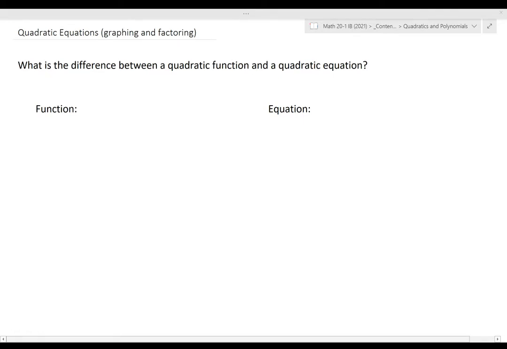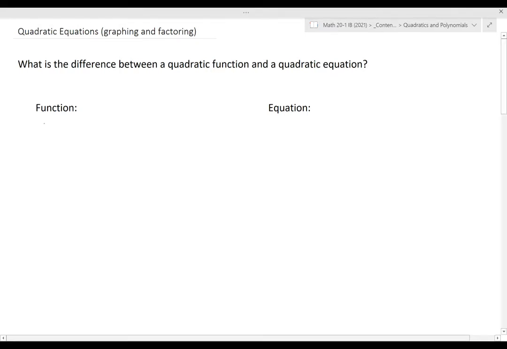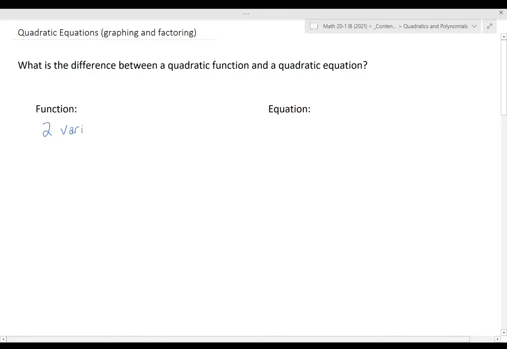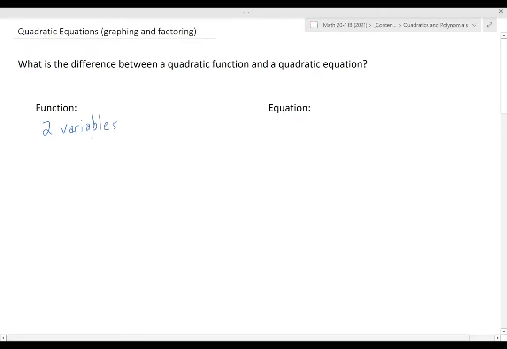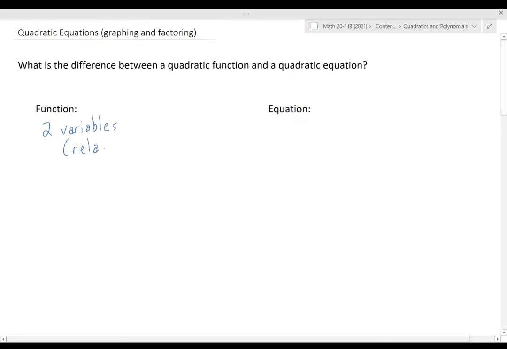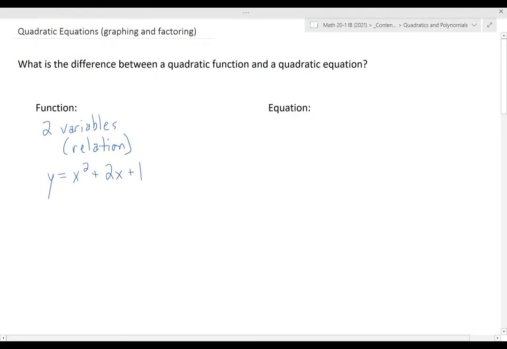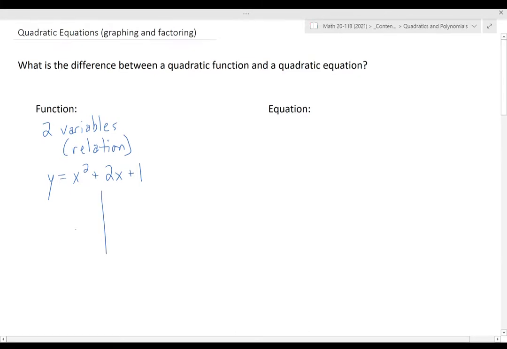A quadratic equation is slightly different from a quadratic function in its form and also in what we can do with it. The quadratic functions that we've been looking at generally have two variables. They are a relation that exists usually between x and y. So we can have something like y equals x squared plus 2x plus 1, for example. This would be a function, and this particular function would look something like this.